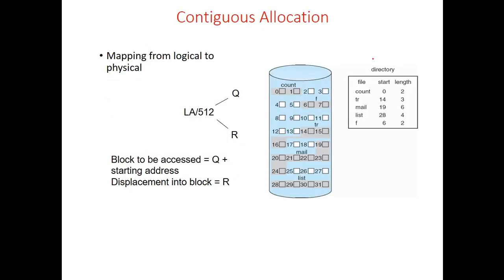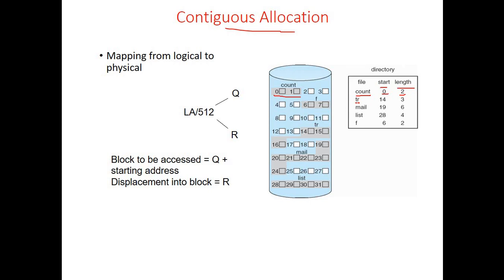Let us see an example of how this contiguous allocation stores the file in various blocks in the disk. A directory table will maintain the file names, the starting location of the block, and the number of blocks it is holding. So count is a file which is stored from the starting block 0, and the number of blocks occupied by this count file is 2. That means these two are the blocks occupied by the file count.